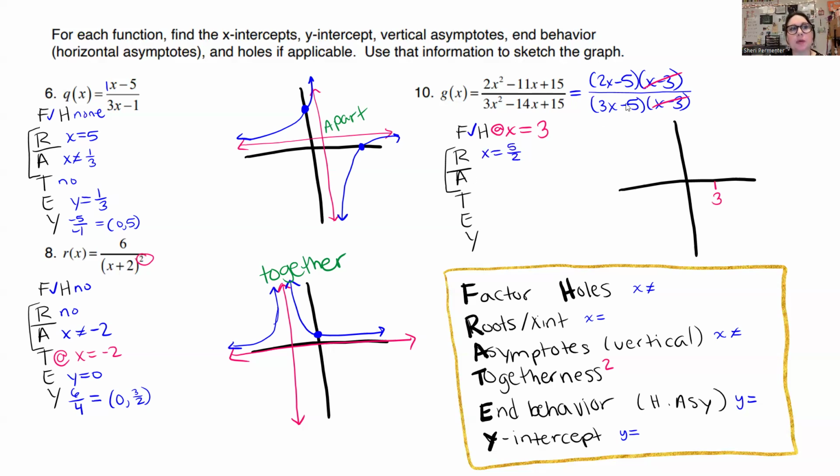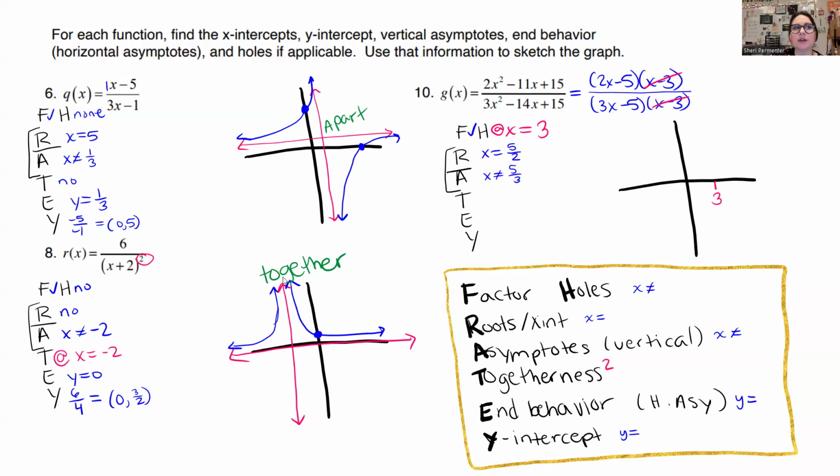Asymptotes. Asymptotes come from the bottom. And in the bottom, if I set that equal to 0, I would get positive 5 divided by 3, which is going to be less than 2.5. So important to keep in mind. So x is not going to be equal to 3. Sorry. Oops. 5 over 3.